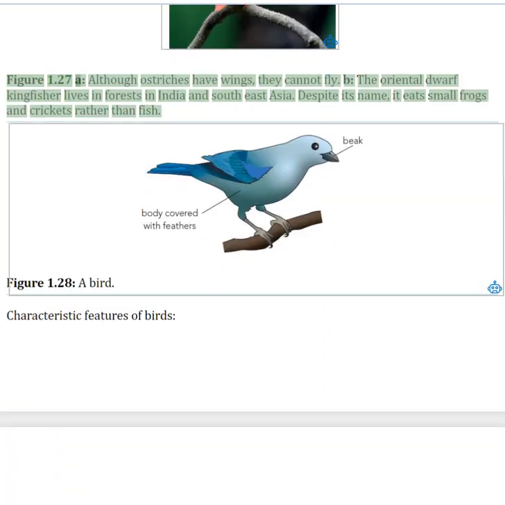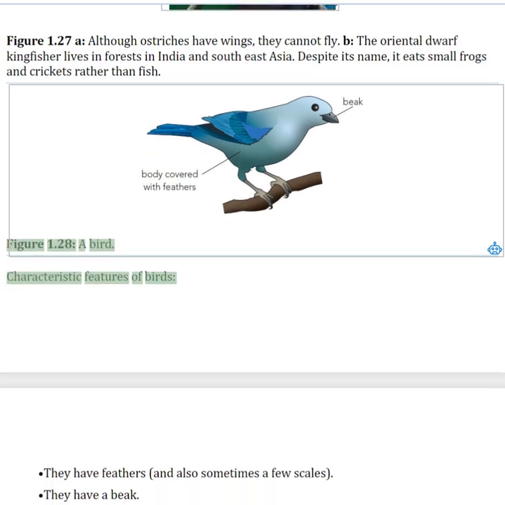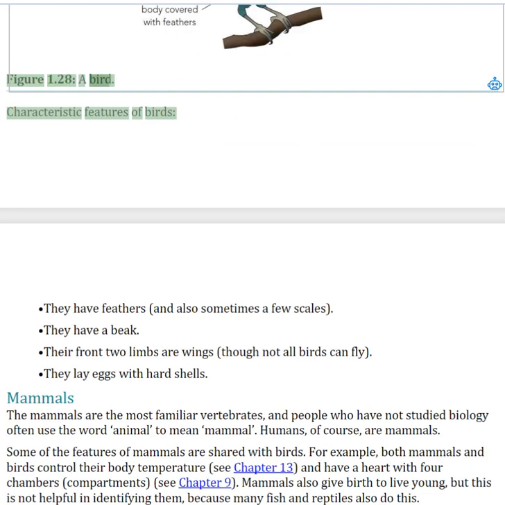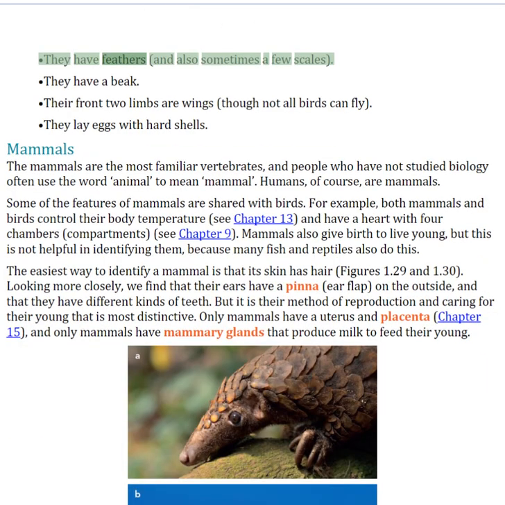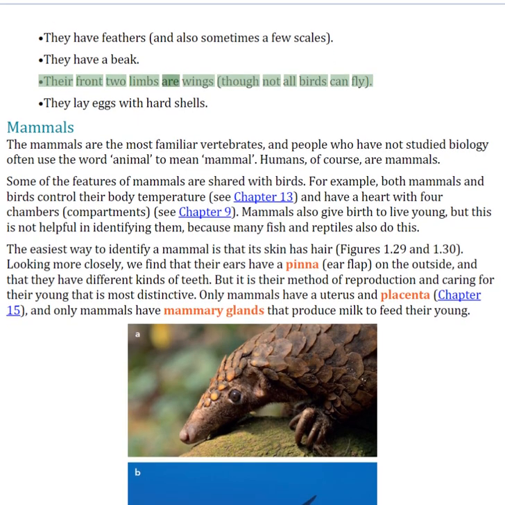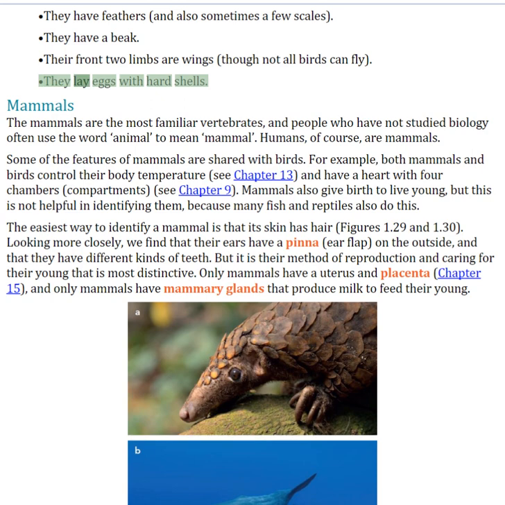Figure 1.27a. Although ostriches have wings, they cannot fly. B. The oriental dwarf kingfisher lives in forests in India and Southeast Asia. Despite its name, it eats small frogs and crickets rather than fish. Figure 1.28. A bird. Characteristic features of birds. They have feathers. They have a beak. Their front two limbs are wings. They lay eggs with hard shells.